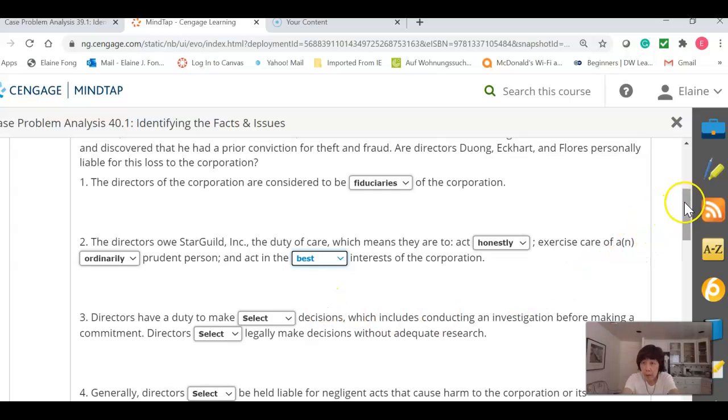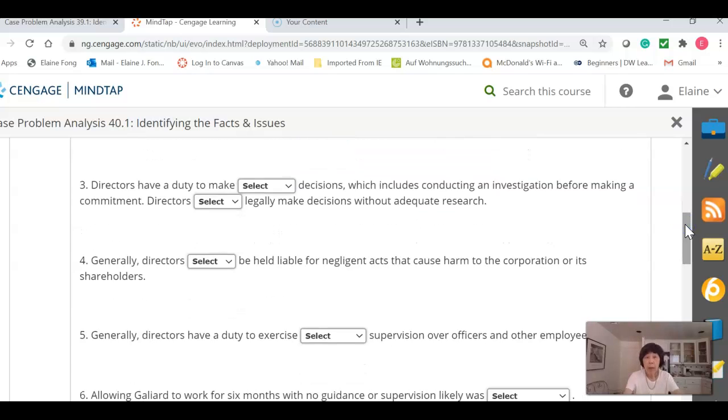Number 3. Directors have a duty to make, is it informed, absolute, or perfect decisions, which includes conducting an investigation before making a commitment. What type of decision? They have a duty to make informed decisions, do their due diligence, look into questions before deciding. Second part of number 3, directors can or cannot legally make decisions without adequate research. The verb we want is cannot. They cannot make decisions without looking into the context or the circumstances.